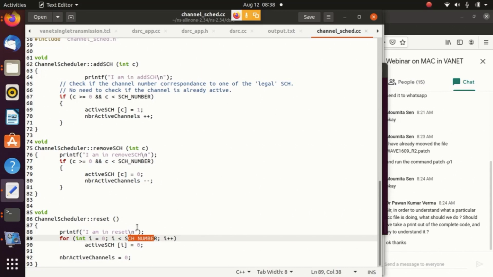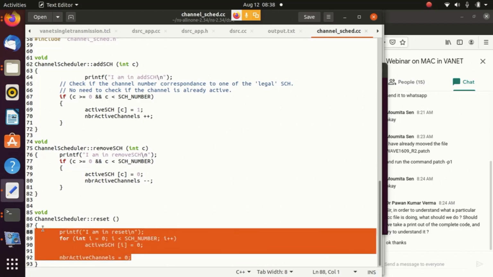What is the value of this SCH number? How many service channels are there? Total 6. Okay, so this value should be 6. So we will check all the active service channels and make them inactive at the beginning. However, there is no use of it. Its use is when we actually reset our network in between the simulation.